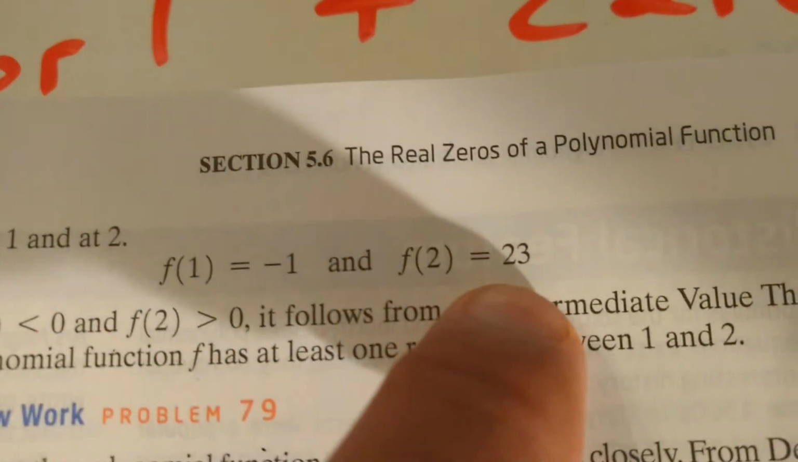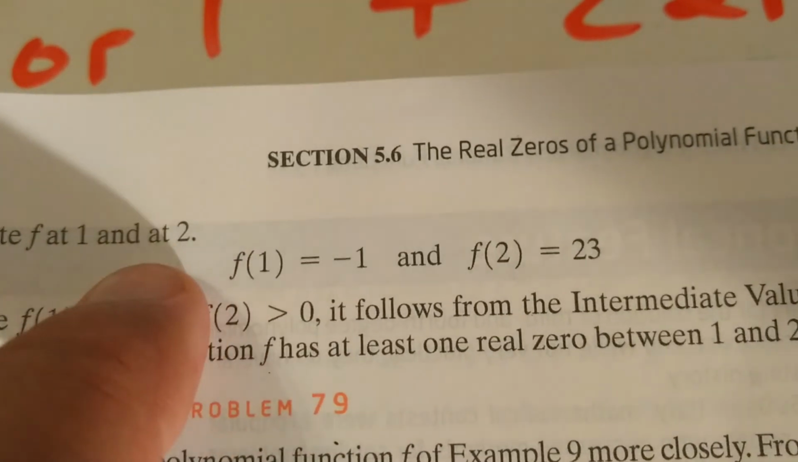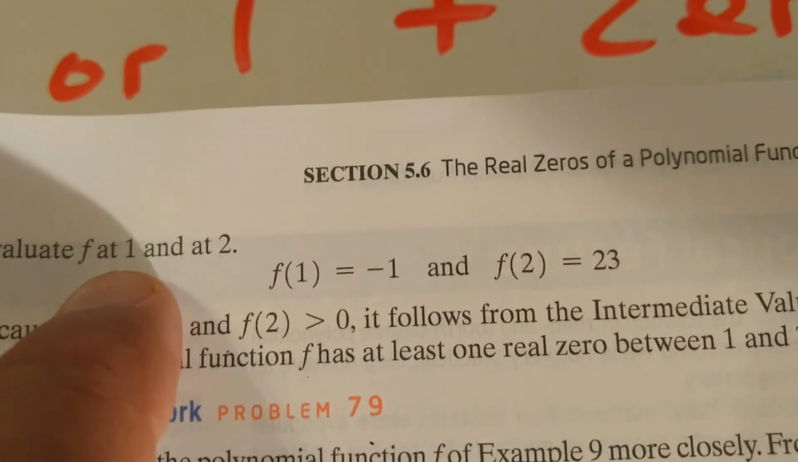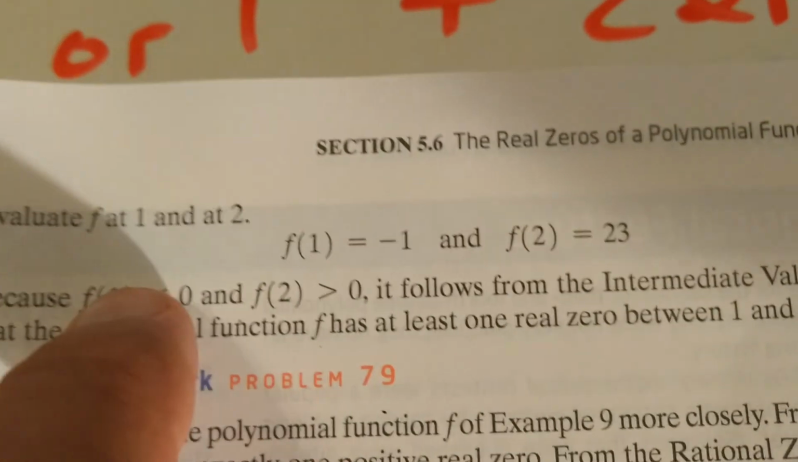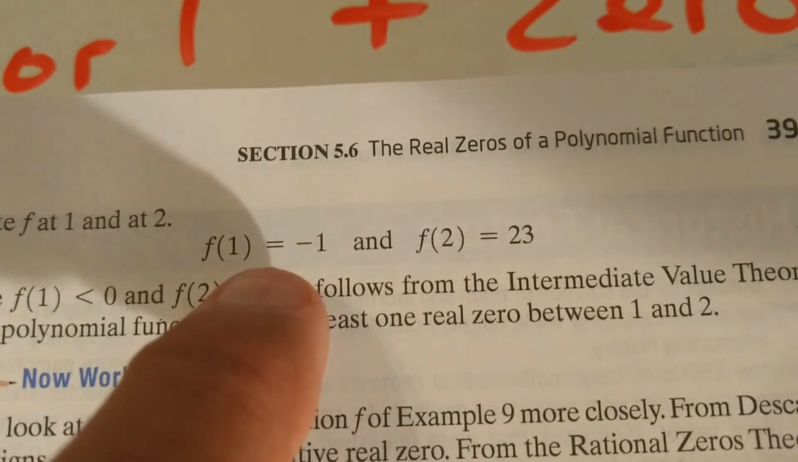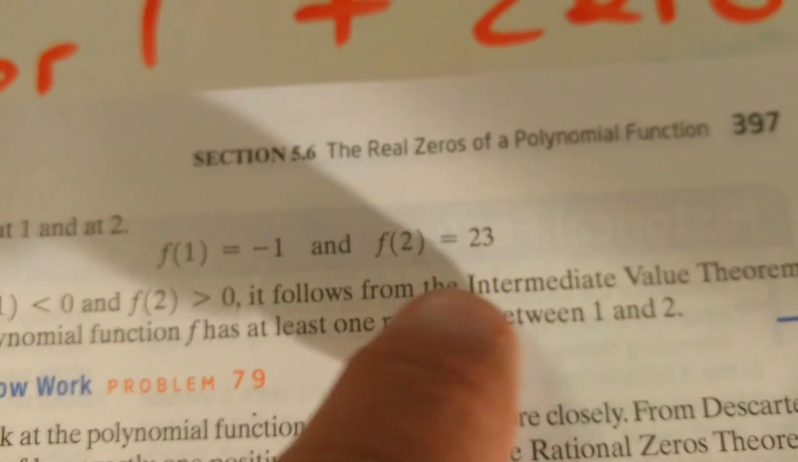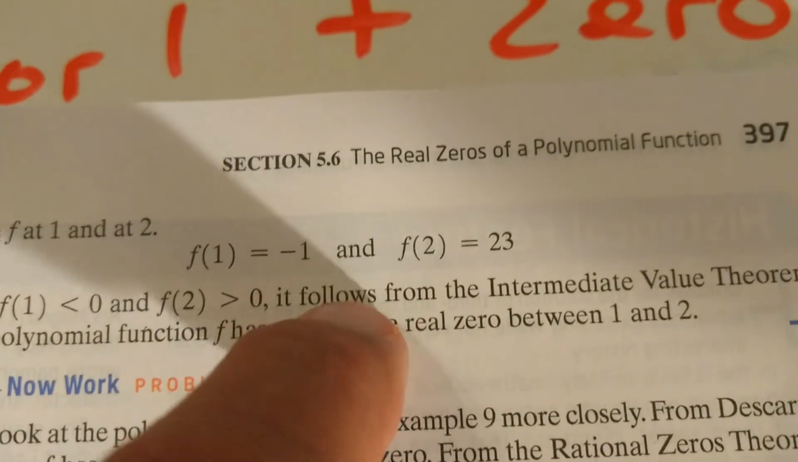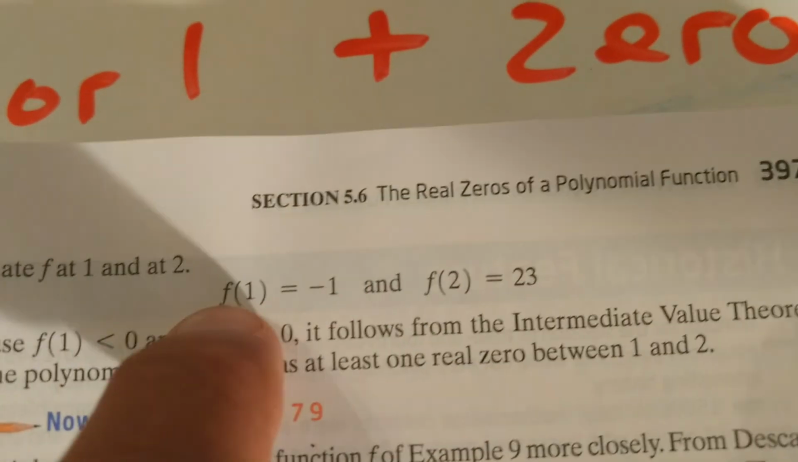The points have to be consecutive. So we're looking at them consecutive. You can't do a 1 and a 5 or a 1 and a 7. It's got to be 1, 2, 2, 3, 3, 4, and so on and so forth. But because this is negative and this is positive, we know that there's a real 0 between 1 and 2.